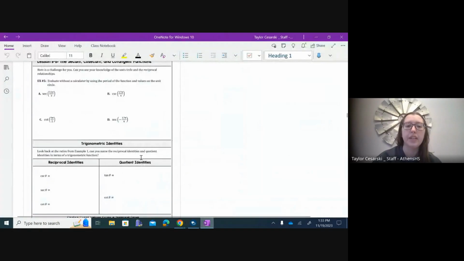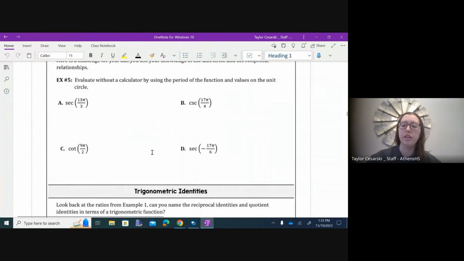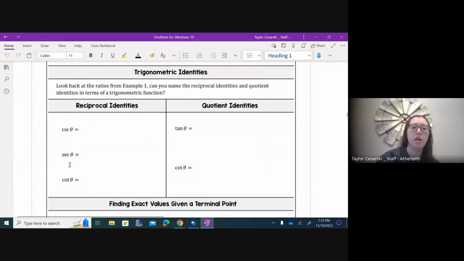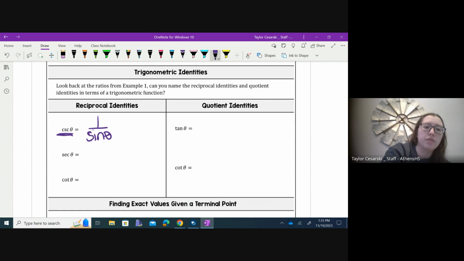Hi guys, welcome to 311 part 2 where we're still looking at secant, cosecant, and cotangent. So in the last video we talked about, and I'm actually going to go down to the bottom first, the relationships that exist with our previous trig functions that we knew. So remember, cosecant is the reciprocal of sine. So that's the same as 1 over sine of theta.